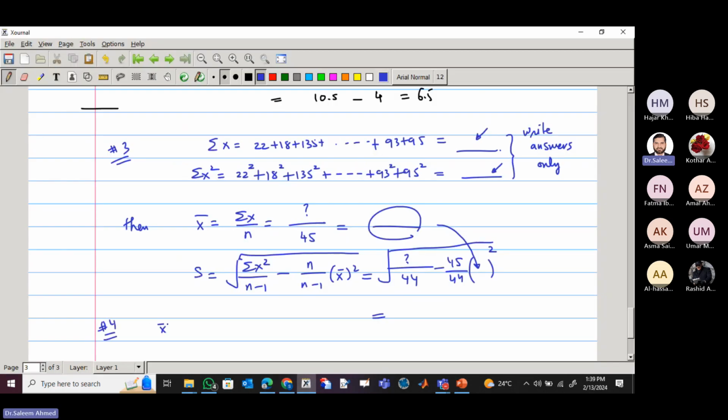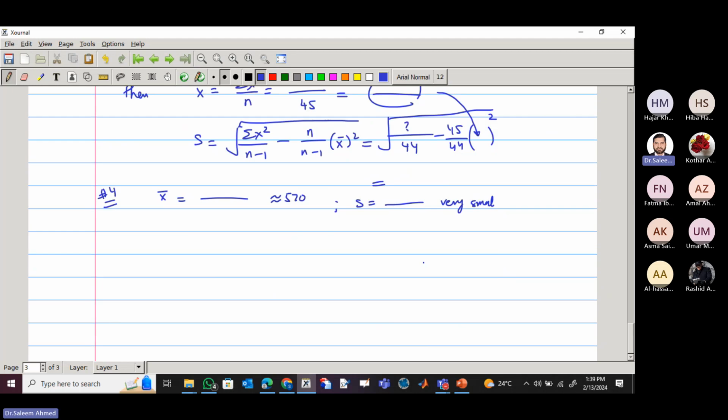Number 4, calculate x bar, which should be close to 570, and calculate S, which should be very small. Then quality is good. If these are not true, then quality is not good. I will share this file with you. That's why I'm writing this. So you have to calculate both things, and then check whether these two are satisfied. Then the quality is good.